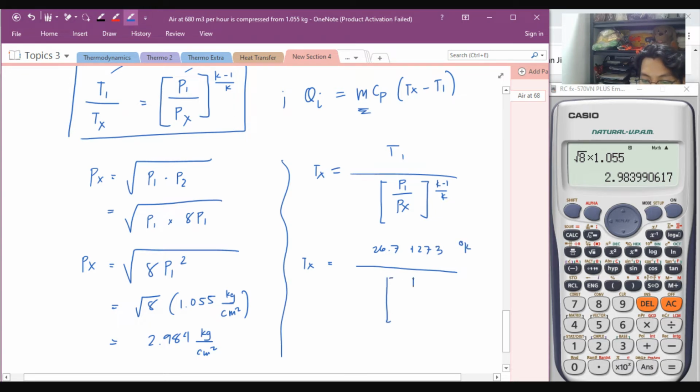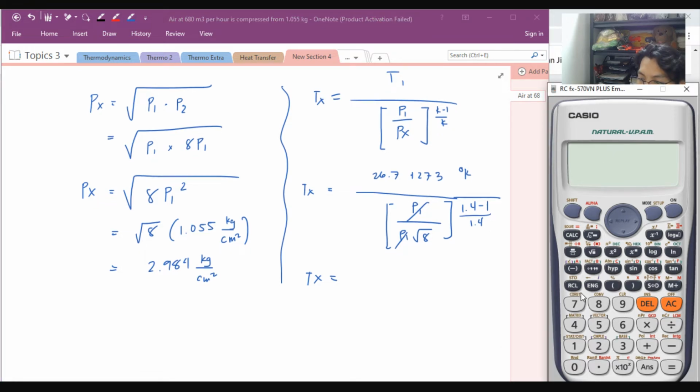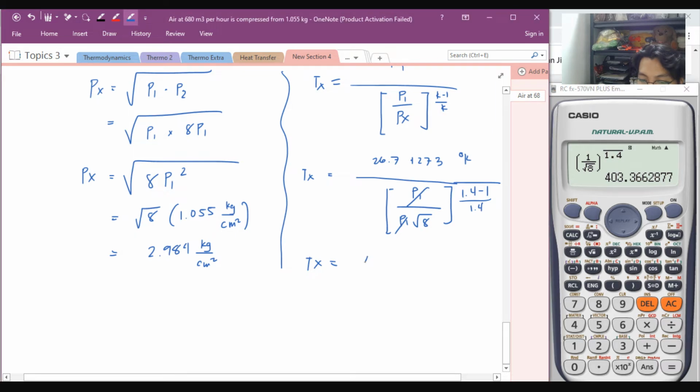Yung P1 mo, P1 over P1 square root of 8 raised to 1.4 minus 1 divide by 1.4. Cancel na natin yung P1. And the Tx will be equal to, mahabang problem to, 26.7 plus 273 divide by 1 over, dapat merong bracket dito. Yan. 1 over square root of 8. Bali, 2 square root of 2 yan eh. Raised to 0.4 divided by 1.4. The answer will be 403 degree Kelvin yan. 403.37 degree Kelvin. Ayan yung Tx mo.